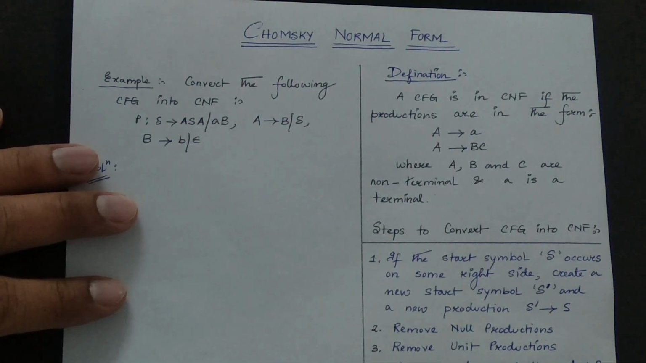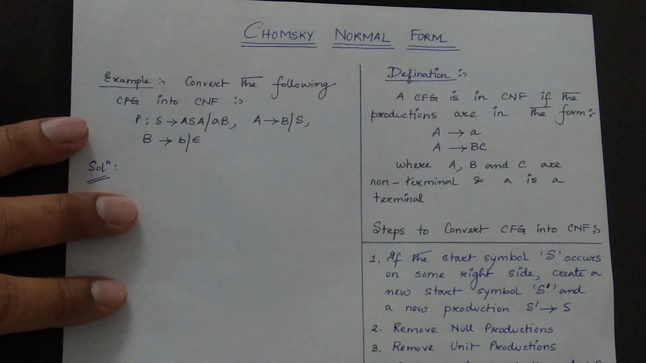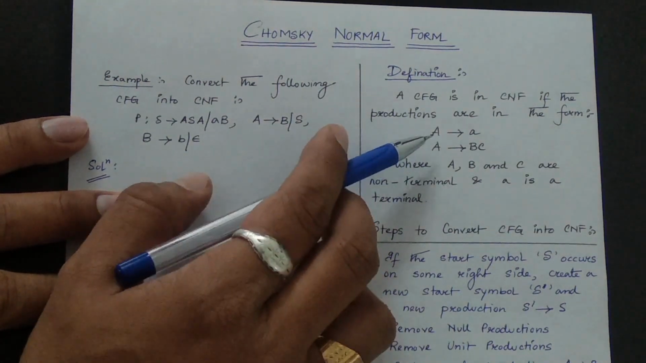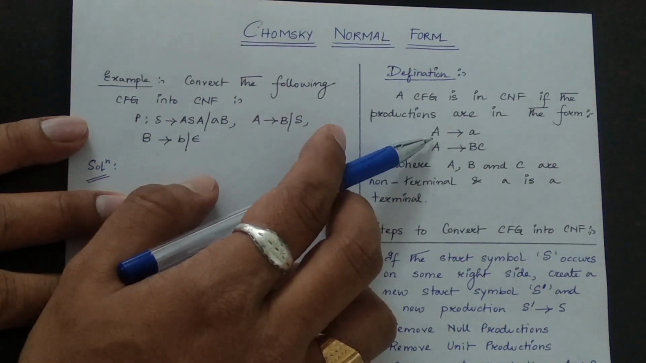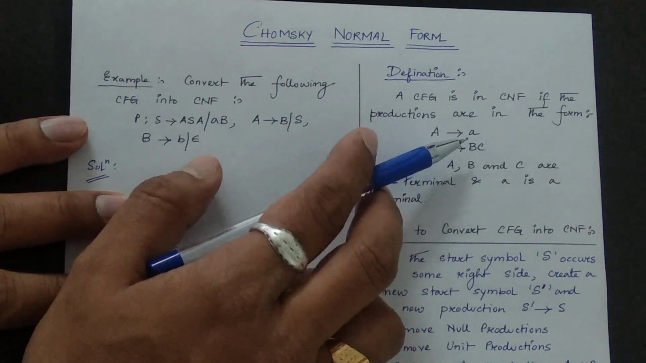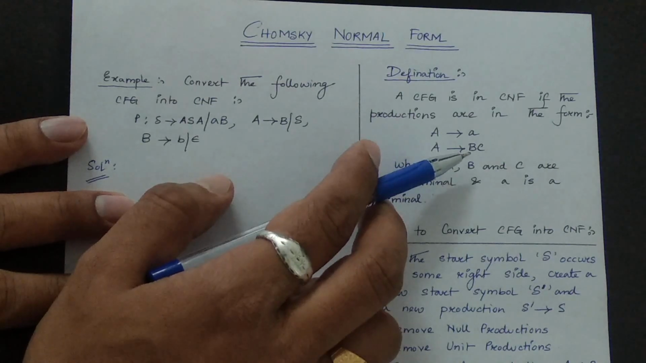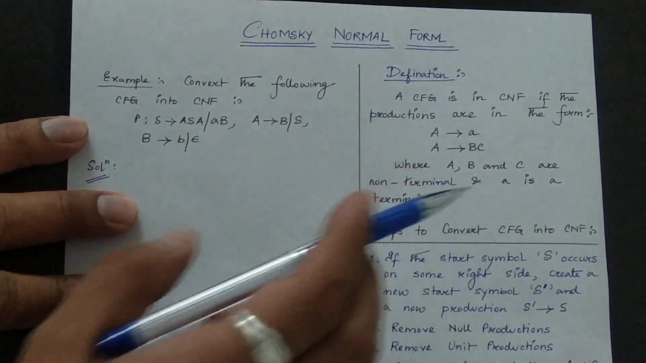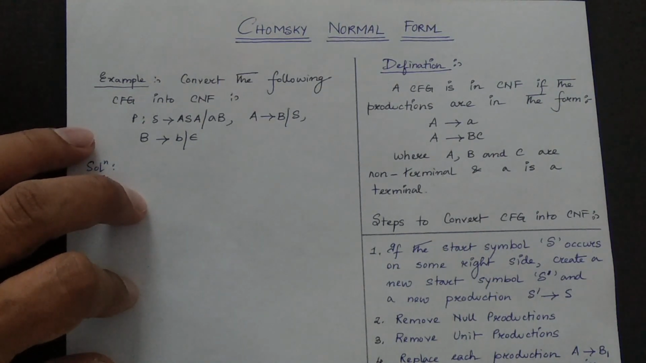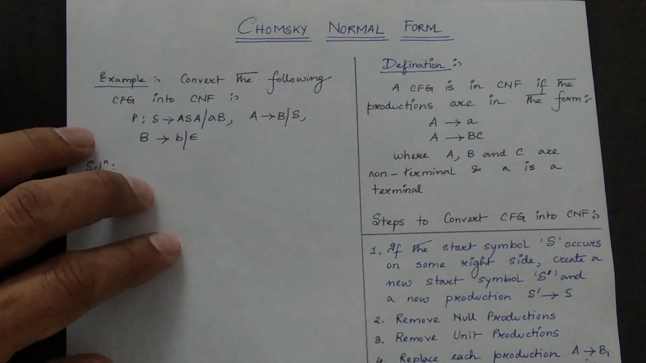Clear? Actually, the concept is that you will be given a particular CFG. It might comprise a combination of terminals and non-terminals. Somehow you have to bring it into these two formats. Again, I am repeating: a single non-terminal will always be on the left-hand side, followed by either a single terminal or a combination of two non-terminals. That's it. Clear?